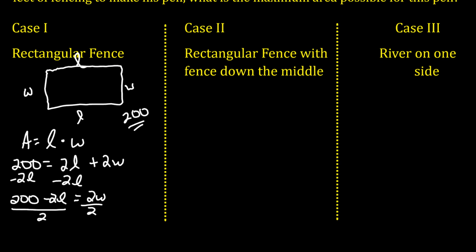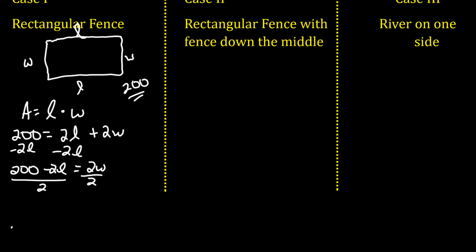I'll give myself a little bit more room here. I end up with W equals 200 minus 2L, all over 2. You could simplify that to 100 minus L equals W if you want. They're the same thing. One's just simplified down a little bit.